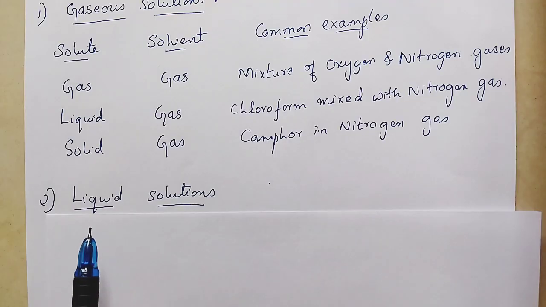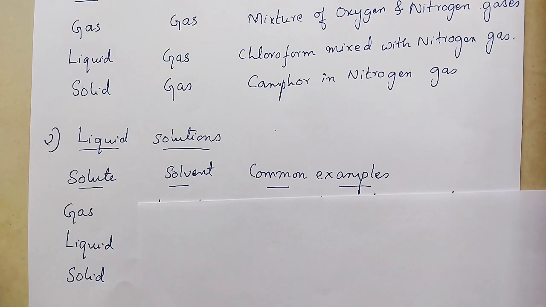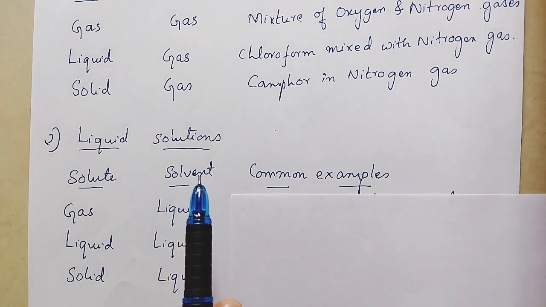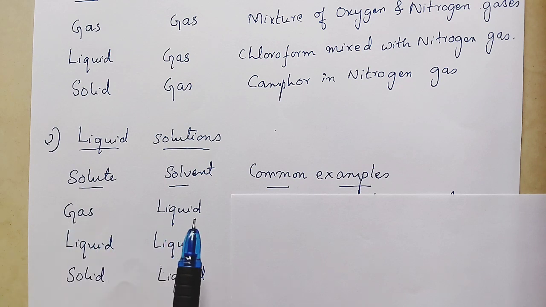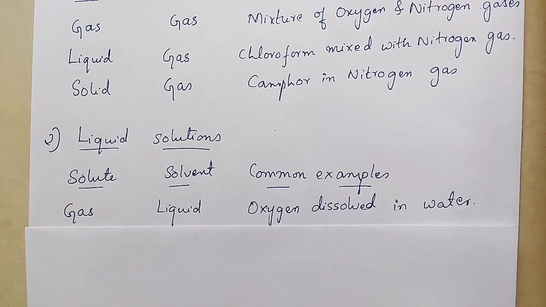Now the second type is liquid solutions. Just like the previous system, here also the solute could be a gas, liquid or solid. But the major component, the solvent, should always be a liquid. So we can have three types of liquid solutions: gas in liquid, liquid in liquid or solid in liquid. Let's see some common examples.